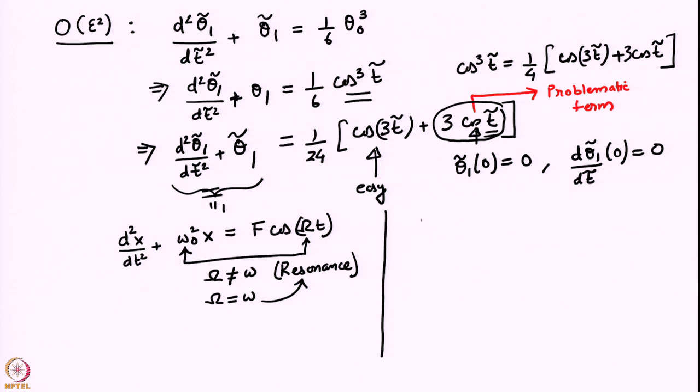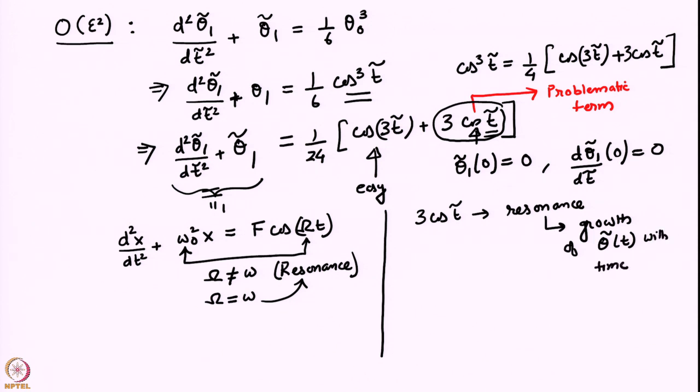So, we have seen that the 3 cos t tilde term will cause resonance. And this in turn will cause growth of the amplitude, growth of theta with time. And this growth is an unbounded kind of growth. So, it will keep growing forever. Okay. And this violates our basic intuition that this is an energy conserving system.